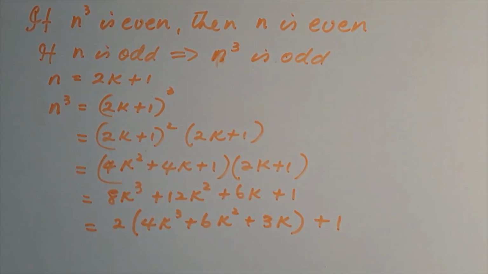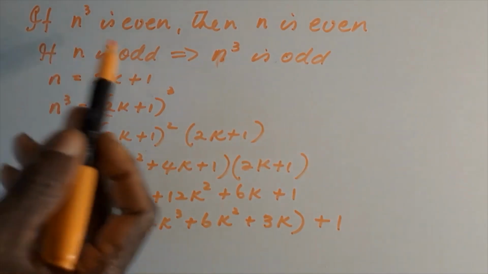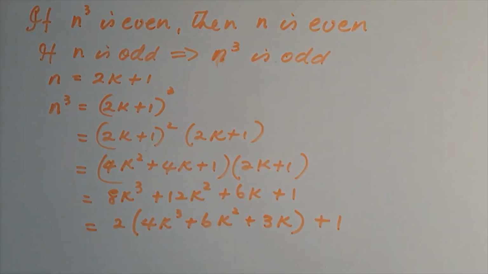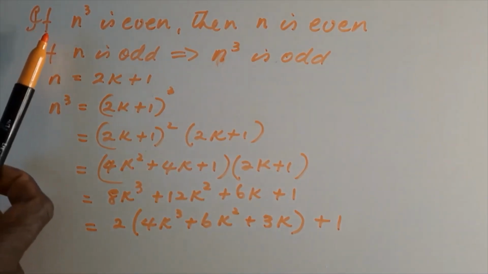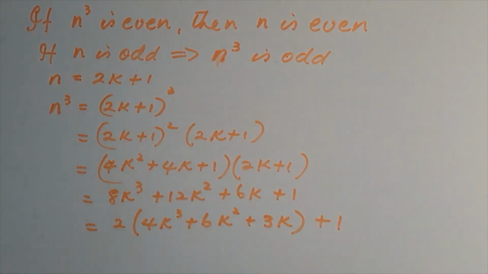So the contrapositive is equivalent to what we've been given initially, the initial implication. So to negate it, the result is the same.